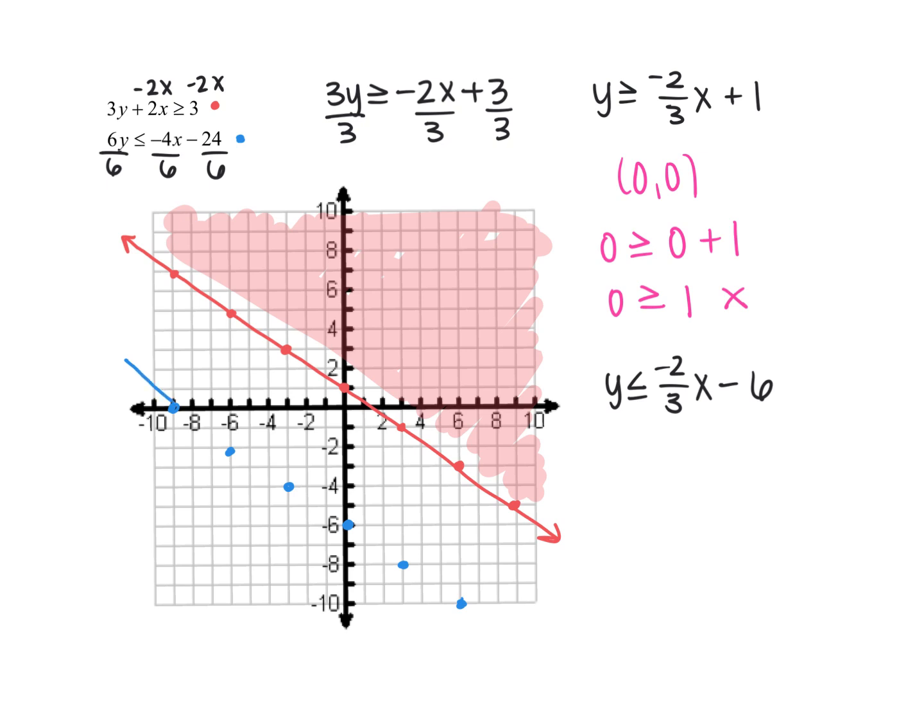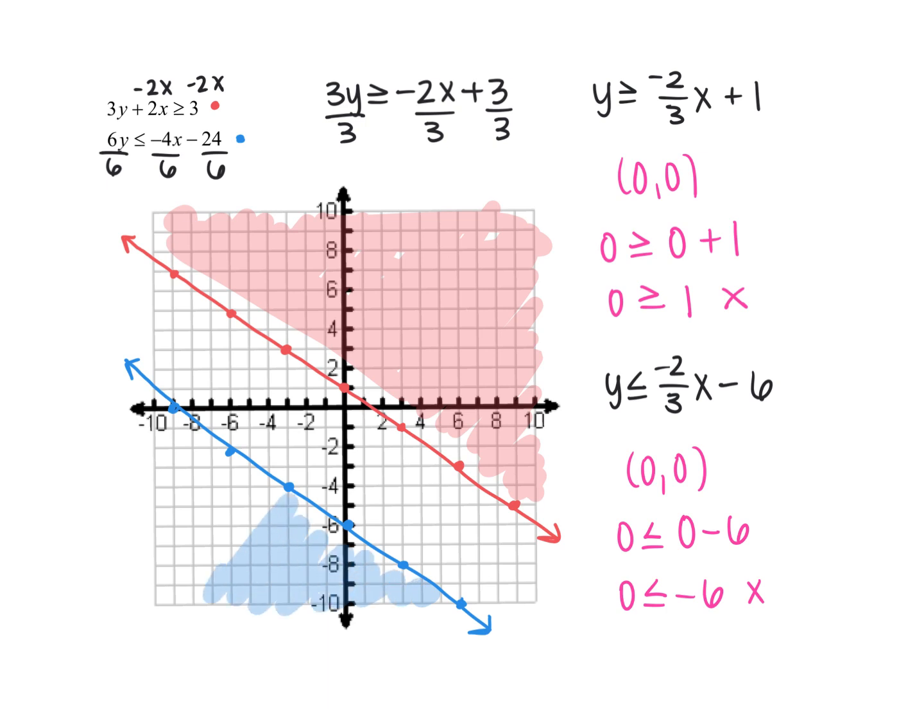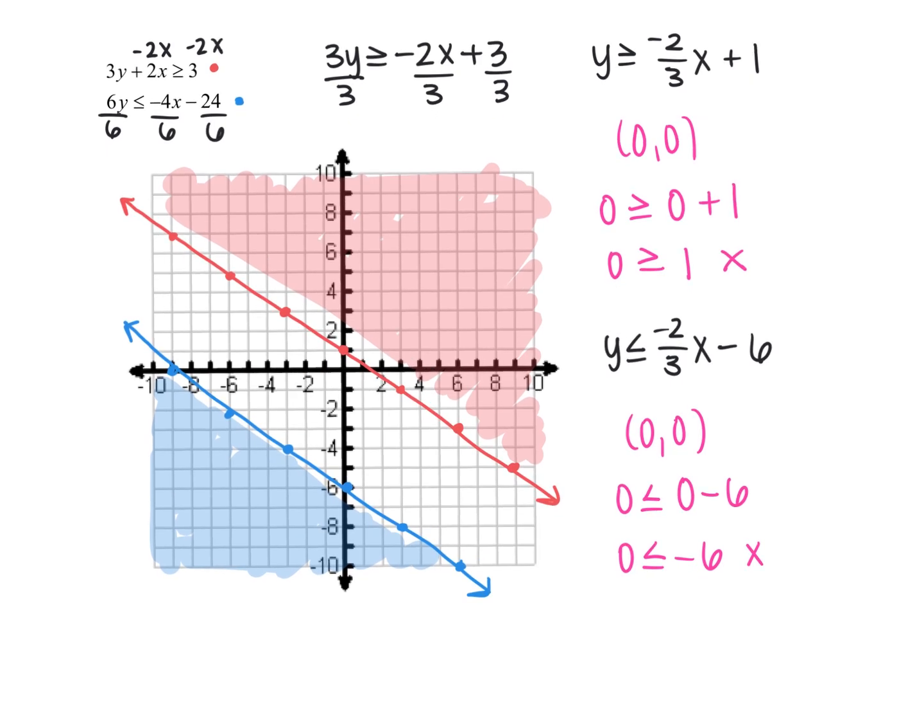Also an equal to, so solid line as well. And then for my test point, I'm going to use the point 0, 0. So I get 0 less than or equal to 0 minus 6, which is 0 less than or equal to negative 6, which is not true, which means I'm going to shade everything where 0, 0 isn't, which is below the line. So if I look here, there is no region where these lines overlap.